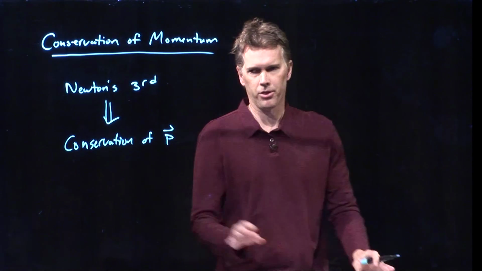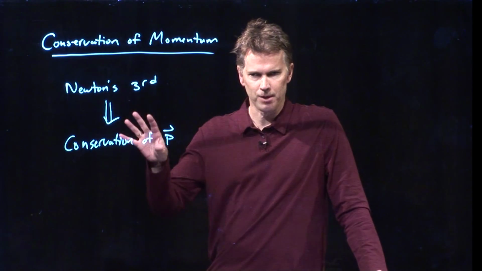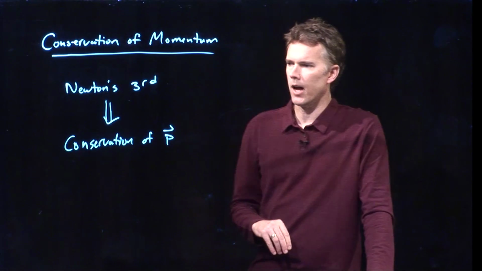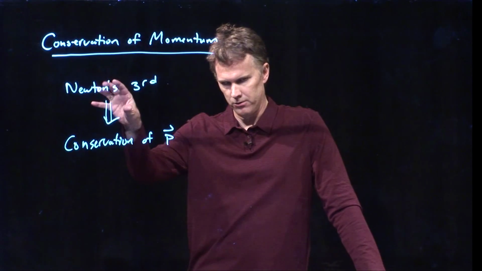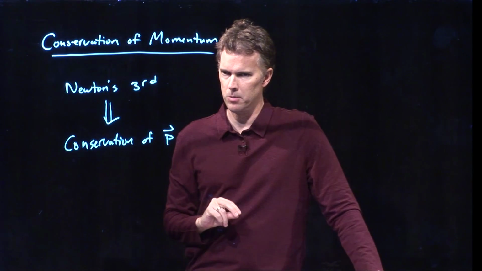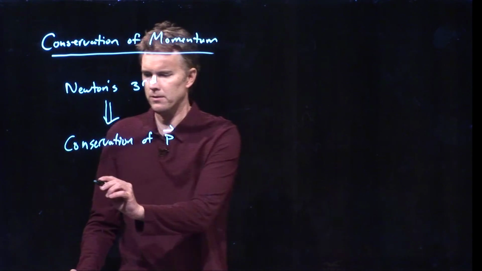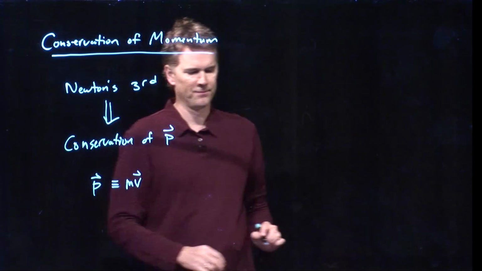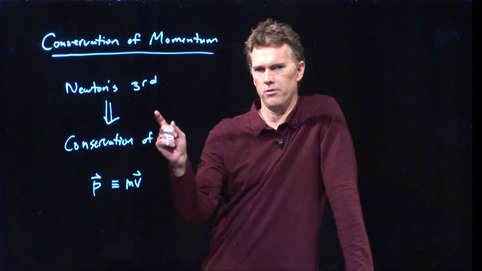Momentum we're writing with a P. For some reason, we've run out of letters again, right? M got used up by mass, so for momentum we're using P. Okay? It's a direct result of Newton's third law. Start at Newton's third, you can get to conservation of momentum. But what do we mean by momentum? Well, momentum is mv. That's the definition of momentum. It's the mass times the velocity.